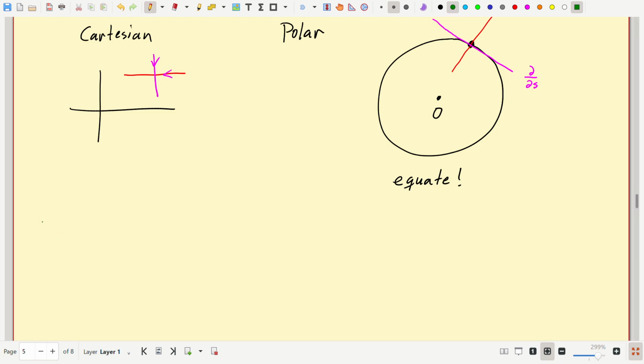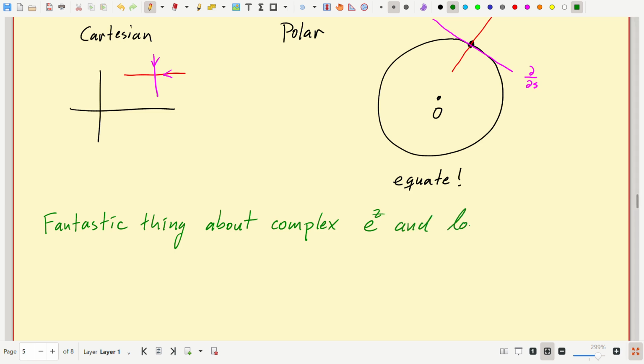Here's a fantastic thing. I'm shifting gears now. A fantastic thing about the complex exponential and log. Okay, when you're talking about elementary functions in the real sense, when you have real elementary functions, there's an entire zoo of elementary functions.